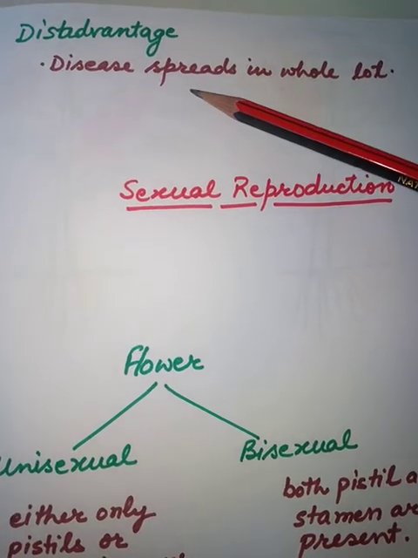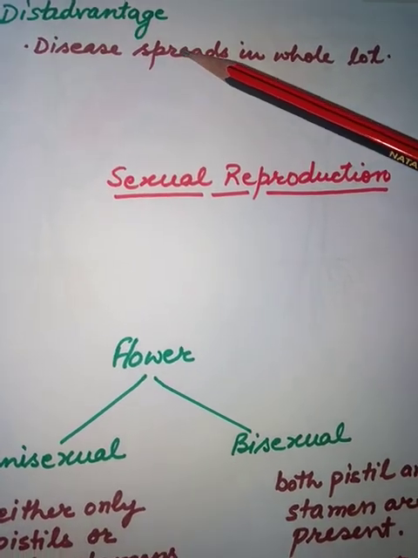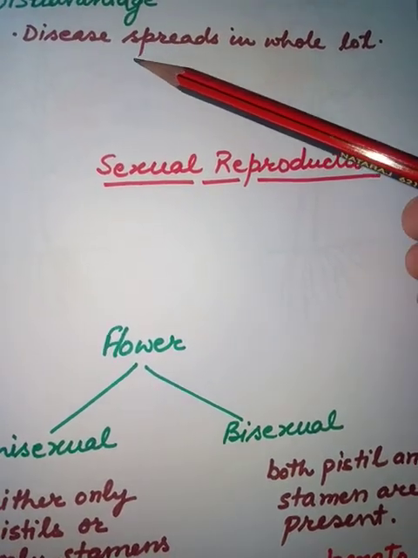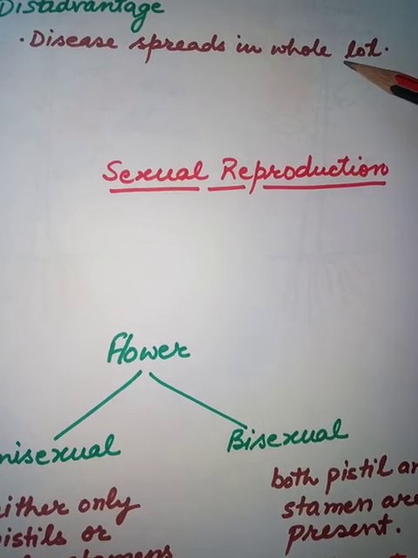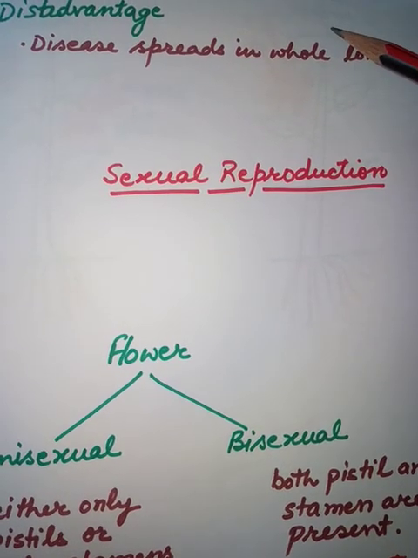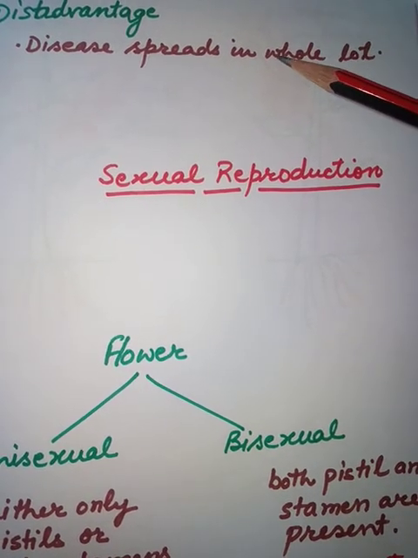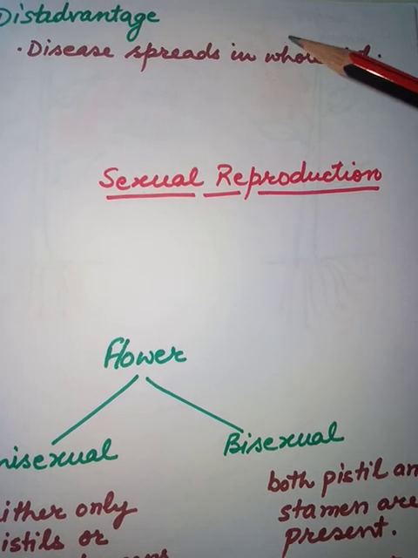But it has some disadvantage also. So disadvantage is that the disease spreads in the whole lot. If parent plant has some disease, then that disease spreads and it infects the whole lot.